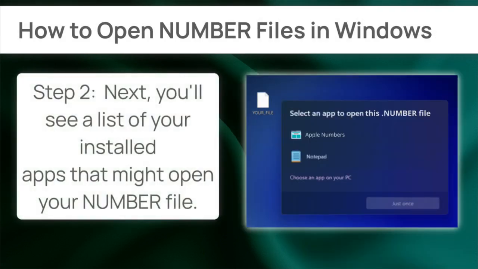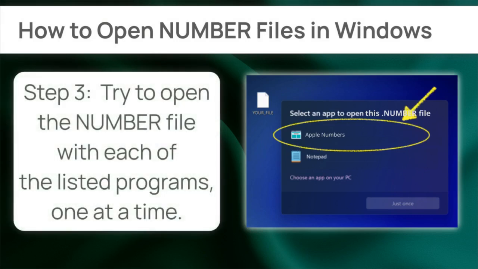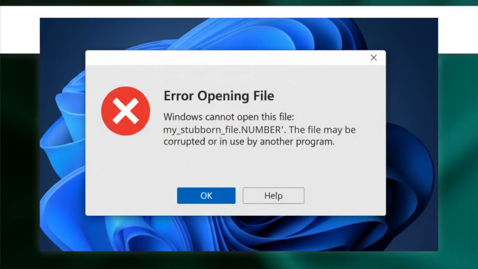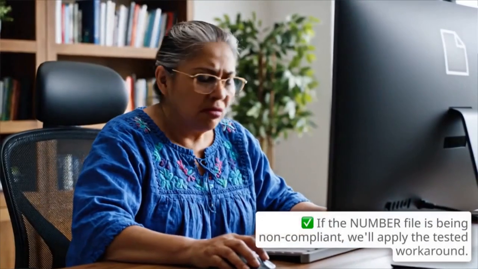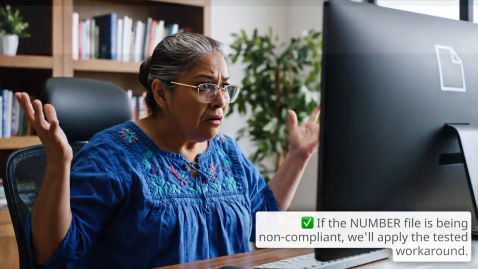Right-click your number file and choose Open With. Test with Apple Numbers first. If it's missing, select another program. It's often a simple software switch. If you cannot access the number file, no problem. Why is the file failing? It's not random. Here are the most common technical factors preventing your number file from opening correctly.